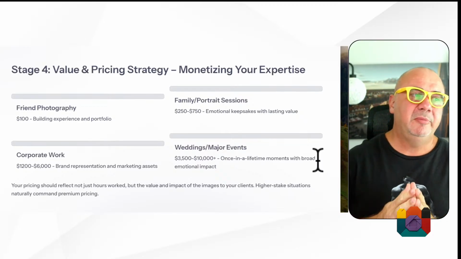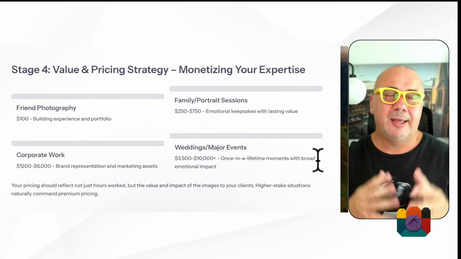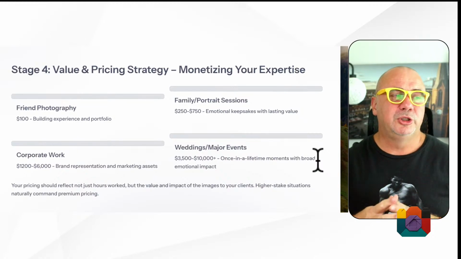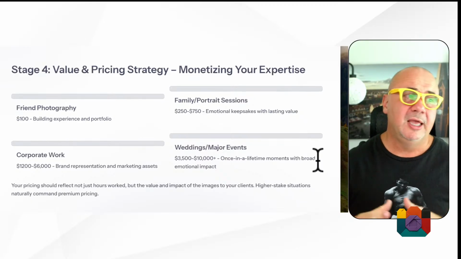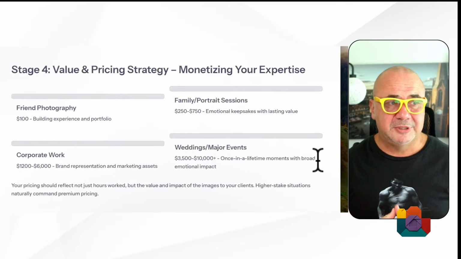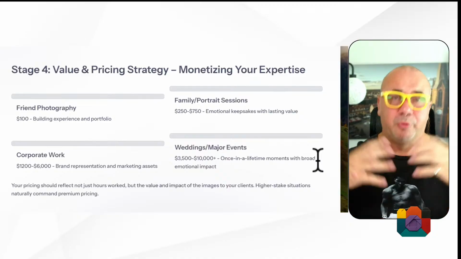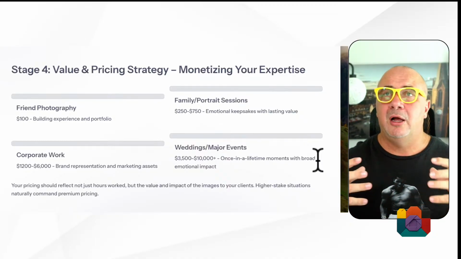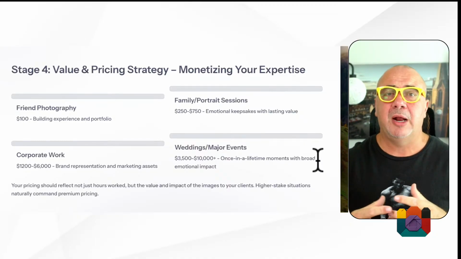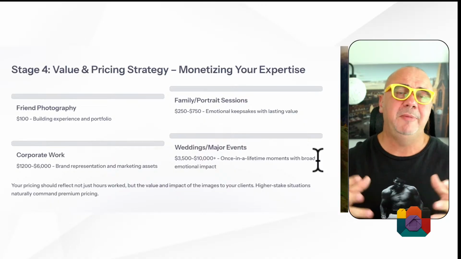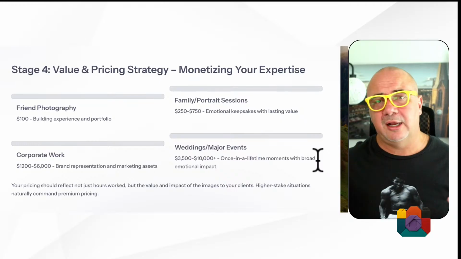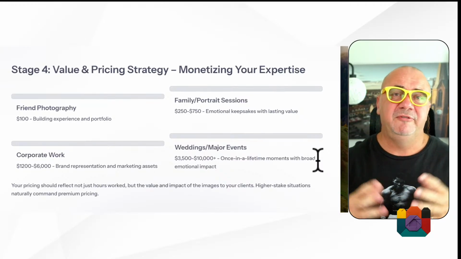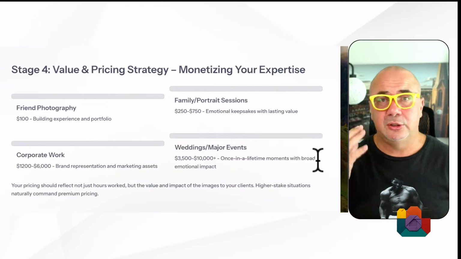And then family portrait sessions. Then you kind of get better, and then you switch over to charging 250 to 750. Like I said, it's emotional keepsakes that have their perceived value. People are emotionally invested in your product. They're going to be hanging it on the walls, framing it, and sharing it. So automatically in their head, it's all psychology. They perceive value as being higher. So that's your next level.